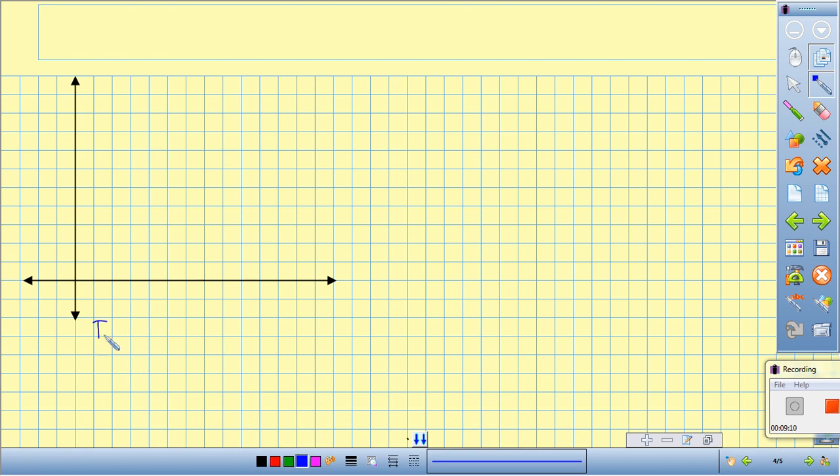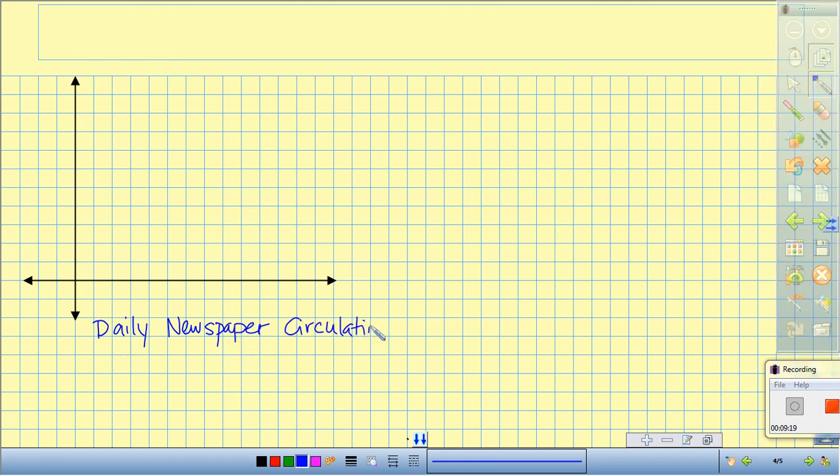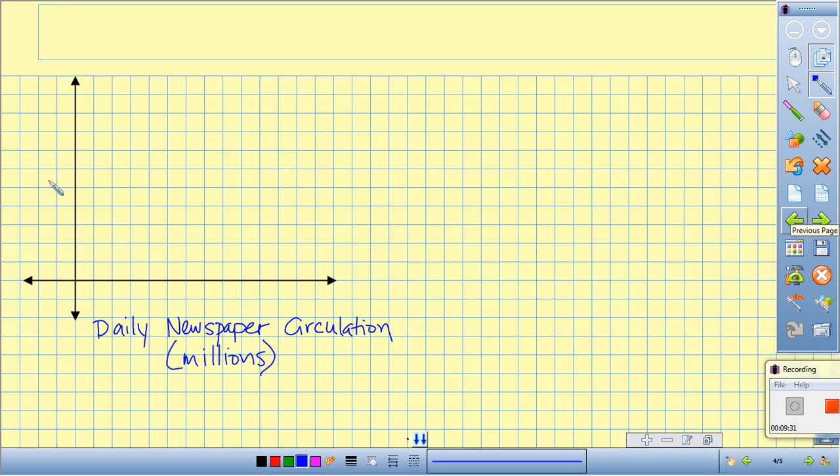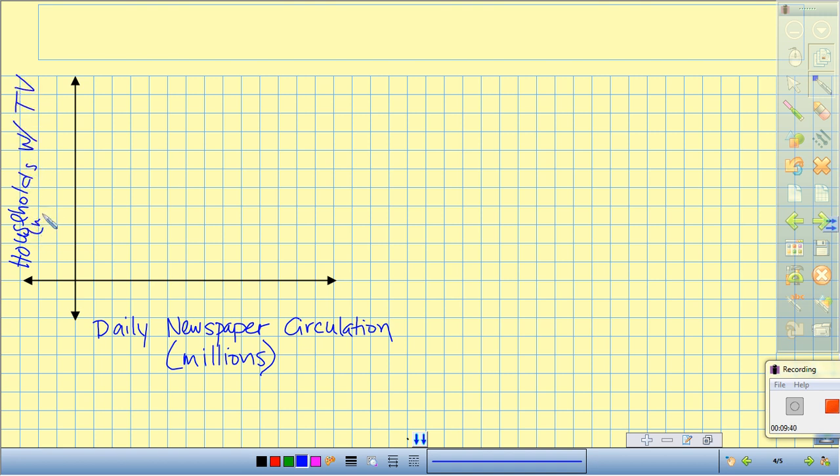So x is daily newspaper circulation in millions. And it is very important that we tell people that these numbers are in the millions. It's not 54, it's 54 million. And then households with TV is our y, again in millions. So y is households with TV, and again it's in the millions.